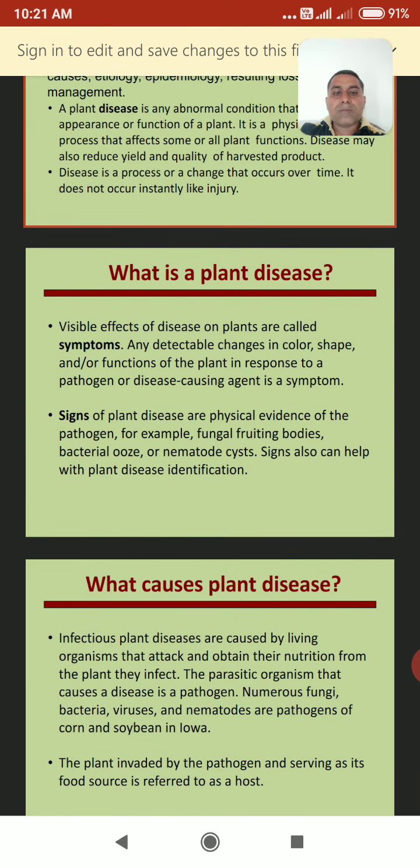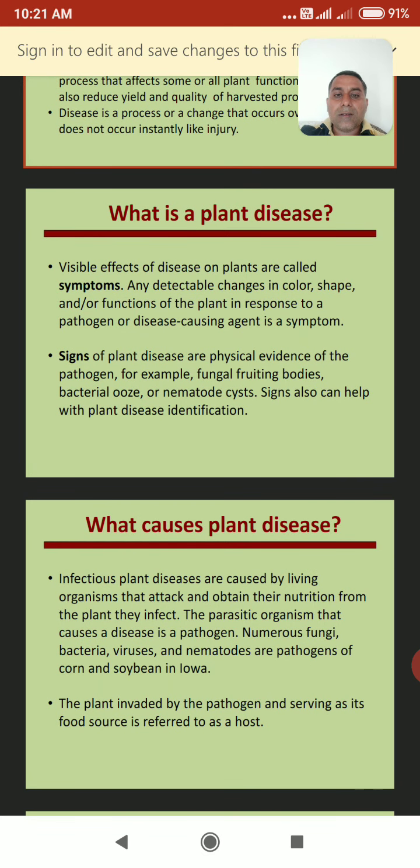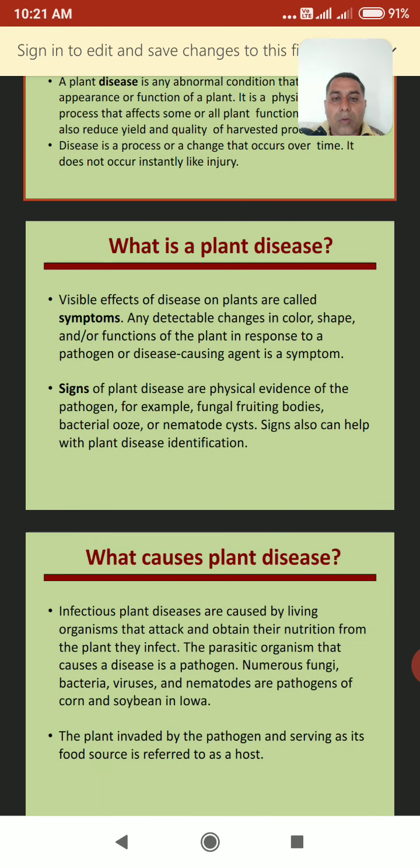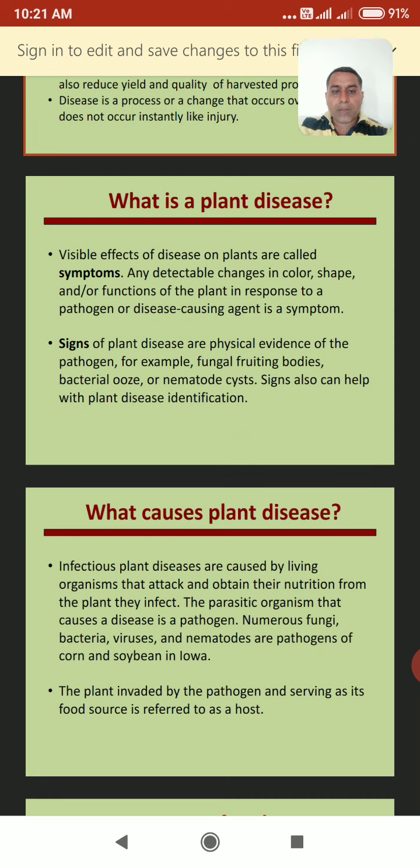Now, what causes plant diseases? Infectious plant diseases are caused by living organisms that attack or obtain their nutrition from the plant that they infect. The parasitic organism that causes a disease is a pathogen. Numerous fungi, bacteria, viruses and nematodes are pathogens of corn and soybean. The plant invaded by a pathogen, serving as its source of food, is referred to as a host. That means it is the host which helps the pathogen to grow.